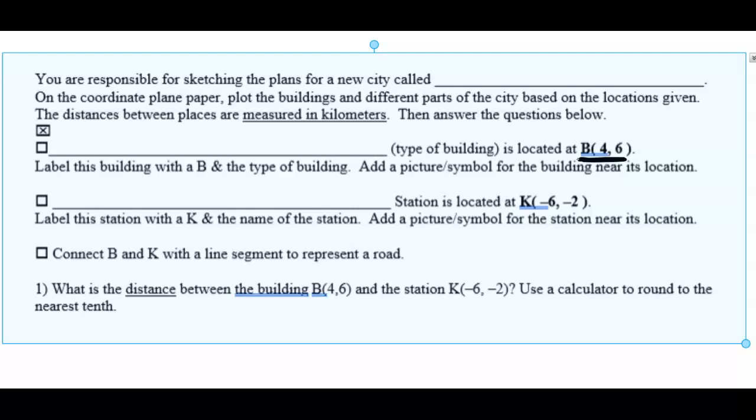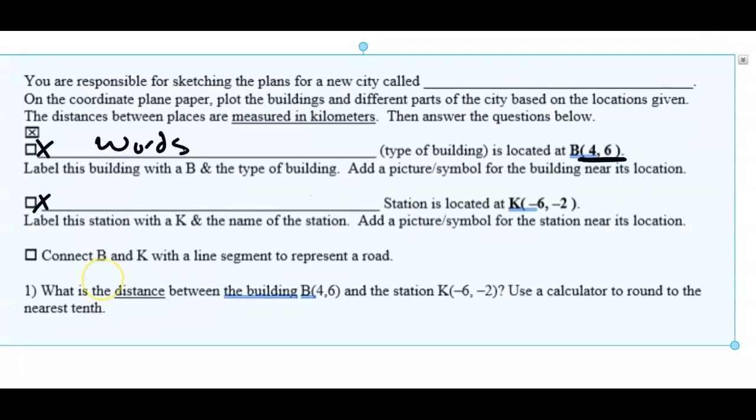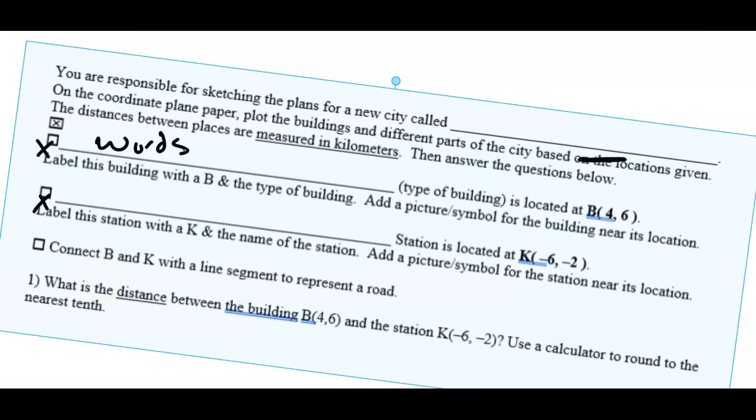Okay? Now, when you're done with this, check it off. You need to have words here. Okay? What type of building is this? Is it a museum? Is it a library? Is it a house? Okay? What type of station is this? Connect B and K with a line segment to represent a road. Check it off when you've done that.